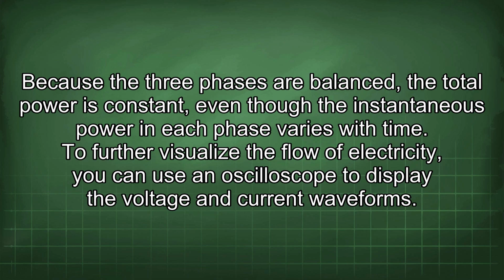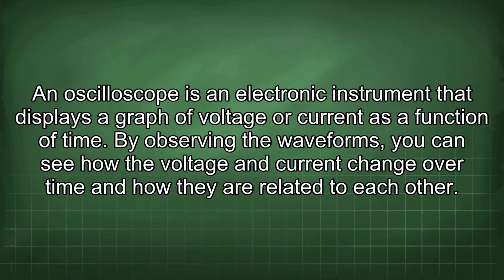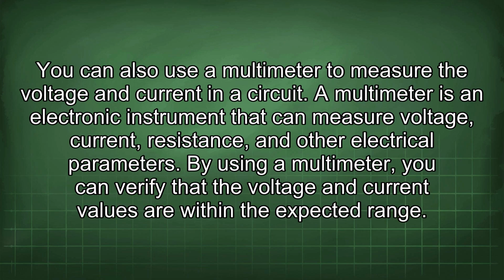To further visualize the flow of electricity, you can use an oscilloscope to display the voltage and current waveforms. An oscilloscope is an electronic instrument that displays a graph of voltage or current as a function of time. By observing the waveforms, you can see how the voltage and current change over time and how they are related to each other. You can also use a multimeter to measure the voltage and current in a circuit. A multimeter is an electronic instrument that can measure voltage, current, resistance, and other electrical parameters. By using a multimeter, you can verify that the voltage and current values are within the expected range.